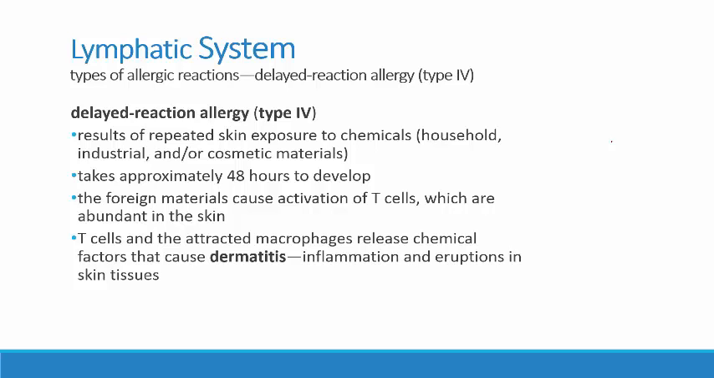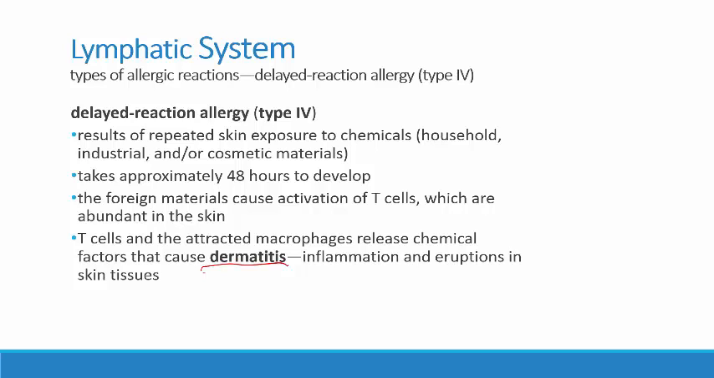What happens is that the foreign material, whatever it is that's coming into contact with the skin, will activate T cells, which happen to be very abundant in the skin. The T cells, as well as any macrophages that are attracted, release chemical factors that result in inflammation of the skin, dermatitis, the inflammation and eruptions of skin tissue. And so you get lots of uncomfortable, itching kind of bumps that form all over the skin. May or may not be itching, I suppose.